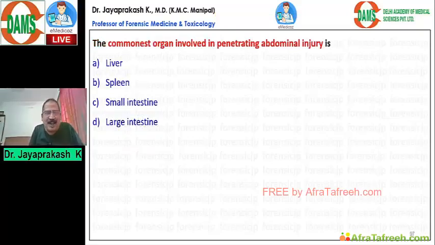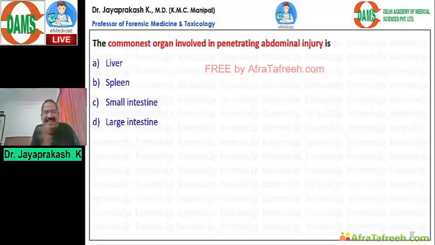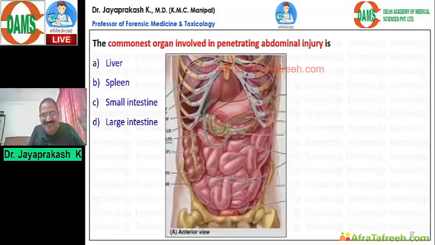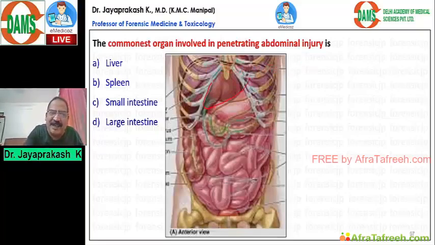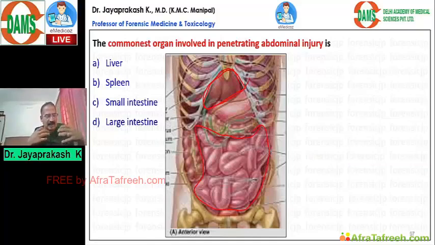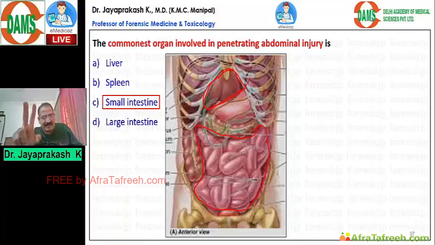What is the commonest organ involved in penetrating abdominal injuries? Again here, surgery books say that it is liver. But how can it be liver? See, in the abdomen, only this much of the liver is visible. The maximum portion what you see is small intestine. Our answer is small intestine. Okay.